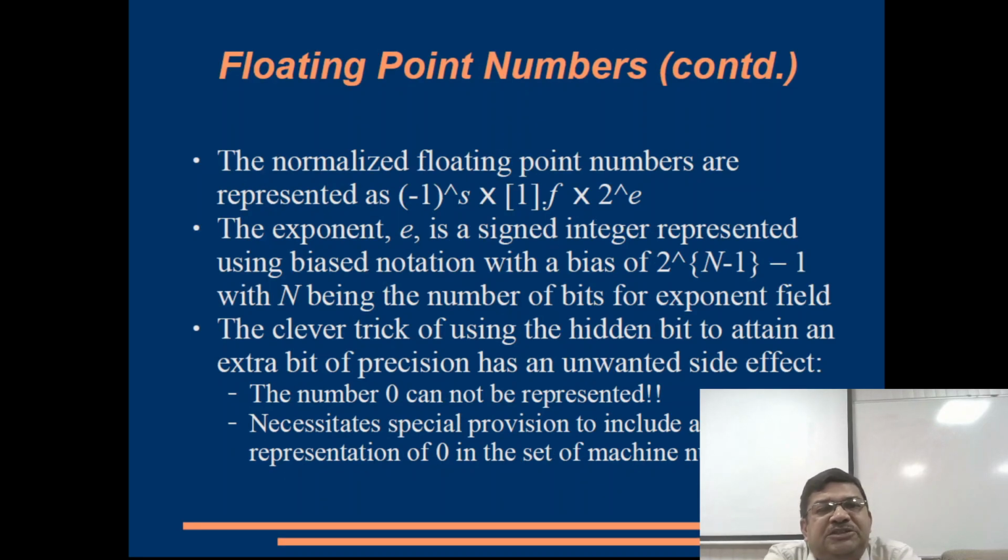So normalized floating point numbers are represented as minus 1 raised to the power s, whatever is the content of the sign bit, so plus or minus, multiplied by 1 point, that 1 is always there, the hidden bit, 1 point whatever is the fractional part, multiplied by 2 raised to the power of the exponent field, whatever is the integer encoded in the exponent field. That's how the numbers are represented.